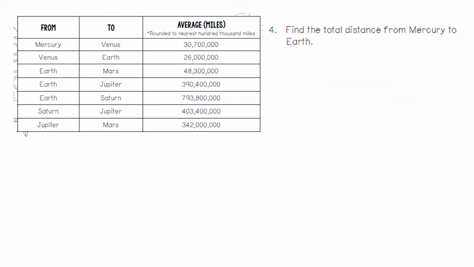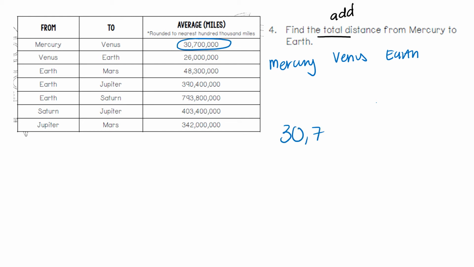Number 4 says find the total distance from Mercury to Earth. Remember, the word total means to add. So we're going to add up Mercury to Earth. Now remember, Mercury is the very first planet in the solar system. Venus is the second planet, and then Earth. So we have to go in order. Mercury to Venus is 30,700,000. And then Venus to Earth is 26 million.